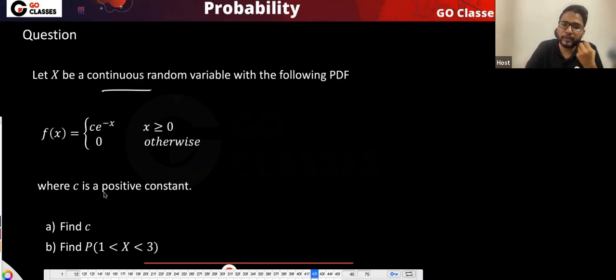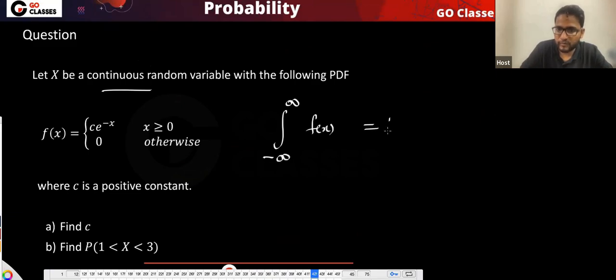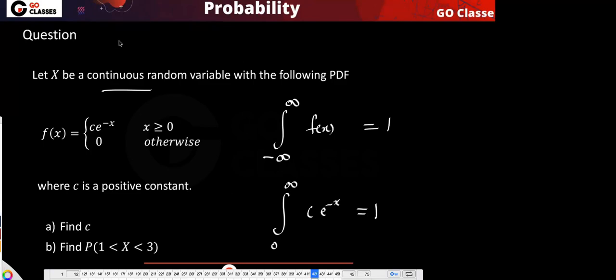To be a valid PDF, what does it have to do? They are saying x is greater than or equal to 0. First of all, the integral of fx should be 1. Since if x is less than 0, then fx is anyway 0, let me just write it from 0 to infinity. So the integral of c into e power minus x is 1. Now, can you integrate it and calculate the value of c? What is the value of c that you are getting?